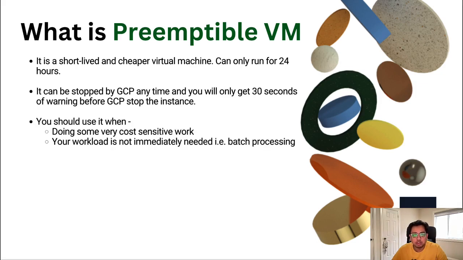So if it is really that short, then when I should use it is a definite question. So you should use that when you are doing some really cost sensitive work and you don't want to create a virtual machine for a longer period of time. You're just doing something very cost sensitive, for example, a POC you want to do. So in that case, you can use these preemptible virtual machines. There is another use case, for example, you want to do a very resource sensitive work, for example, batch processing, and you don't need the server immediately. You can schedule that at a later point of time. So in those type of scenarios, it makes sense to use the preemptible virtual machine.